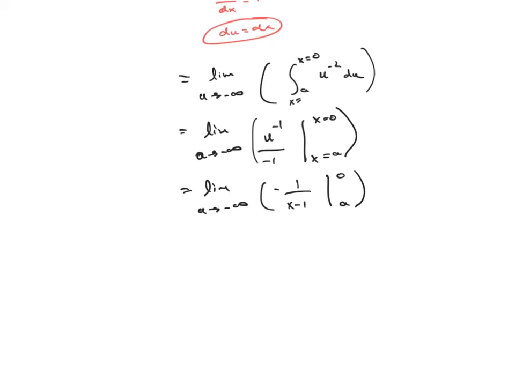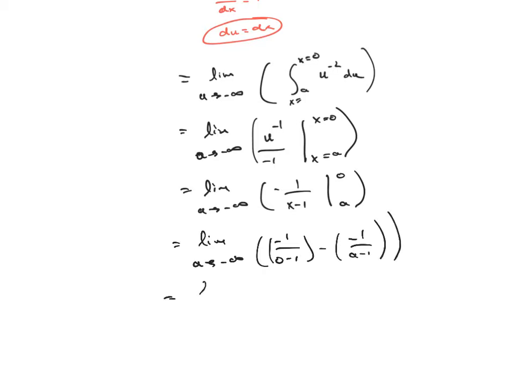So now I can actually plug this in. It's the limit as a approaches negative infinity of, plug in 0 first. This would be negative 1 over 0 minus 1. Then plug in a, minus negative 1 over a minus 1. Let's clean that up. This is the limit as a approaches negative infinity. Again, keep that limit all the way, every single equal sign, until the last step. Negative 1 divided by negative 1, that's a 1. And then we have minus negative 1 over a minus 1, so I'm going to say 1 plus 1 over a minus 1. So that's a plus sign right there.